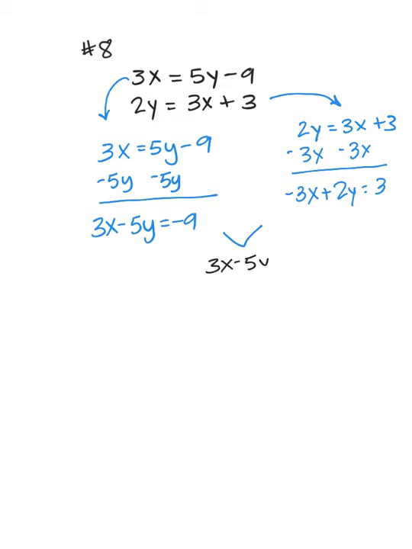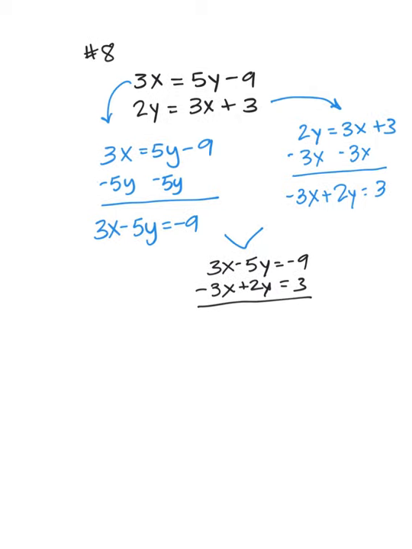Let's take these together. 3x minus 5y equals negative 9. Negative 3x plus 2y is 3. And look at that, how nice. These are already set for us to eliminate. Thank you for that. So we just have to worry about negative 5y plus 2y, which is negative 3y. Negative 9 plus 3 is negative 6. Divide both sides by negative 3, and we have y equals 2. Because remember, a negative divided by a negative is positive.